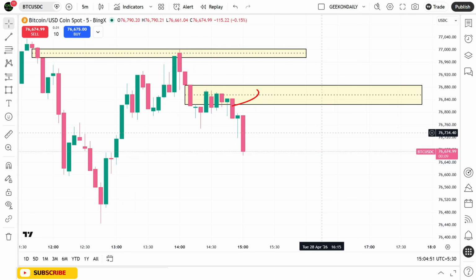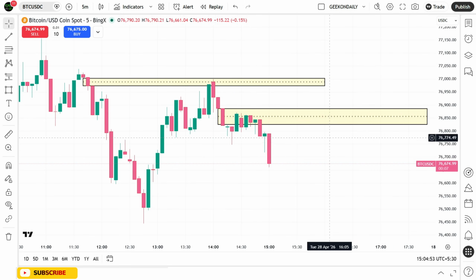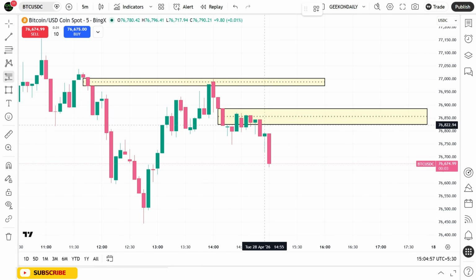Now you can see price approaching the zone and starting to react. There's a visible rejection from this area, which can signal a potential opportunity to consider a sell position. The key idea is to look for confirmation within the zone rather than entering without a plan.